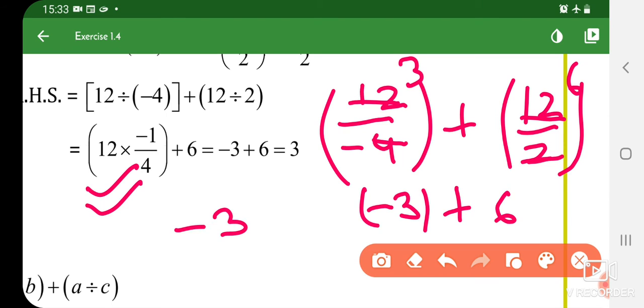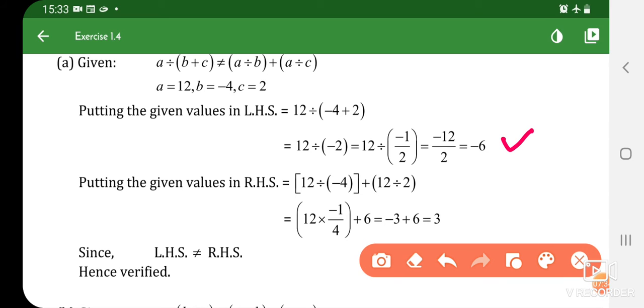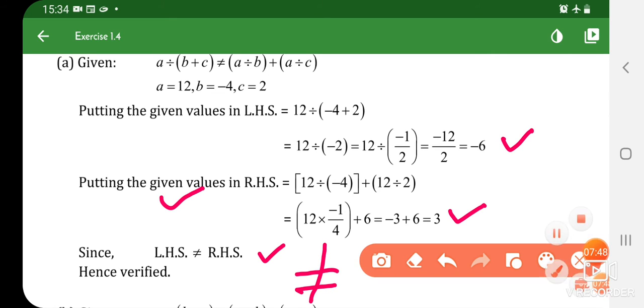So here we have minus 3, and 12 2s are 6, so 6. So minus 3 plus 6, what do we get? 6 minus 3 is 3. So the answer of the RHS is 3. So we get the LHS answer is minus 6, and when we put the values in the RHS we get 3. So both are not equal. That's why the LHS is not equal to the RHS, hence verified. This is the sign of not equal.